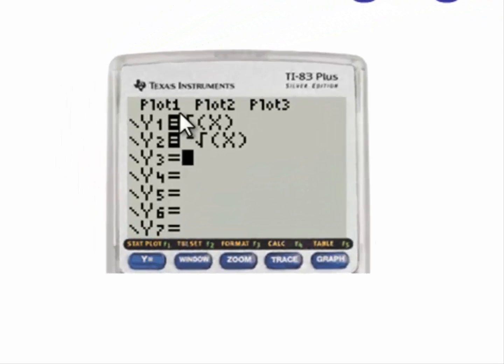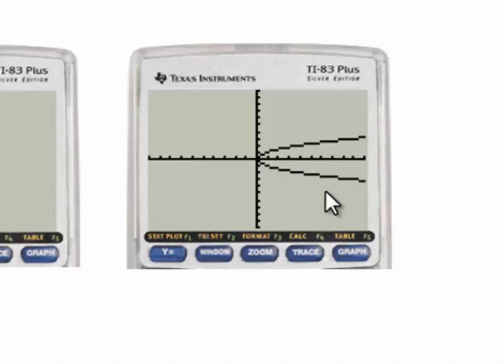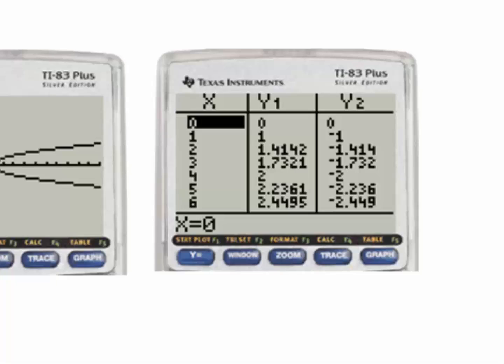If you recall, our parent function is the square root of x. So if a is negative 1, what does the graph of a times the square root of x look like? We hit graph. Here's our parent function, and here is the new function. So we see that if a is negative, it's really a reflection across the x-axis. If we look at the table of values, we can see the values between y1 and y2 are the same numbers except opposite signs. When this happens, that's a reflection across the x-axis.